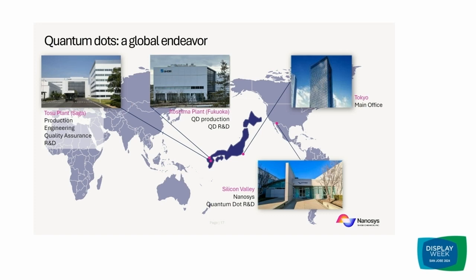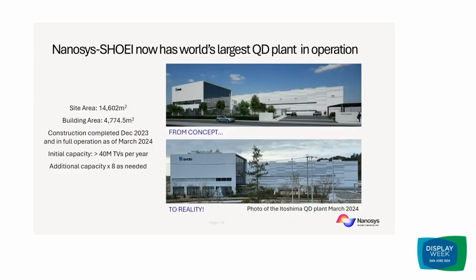But now we also have expanded production. This is in 2 different locations. First of all, in Tosu for production engineering, quality assurance, and also more R&D. And then very exciting, recently opened is a second plant at Itashima. So this plant at Itashima is the start of the world's largest quantum dot plant in operation to date.